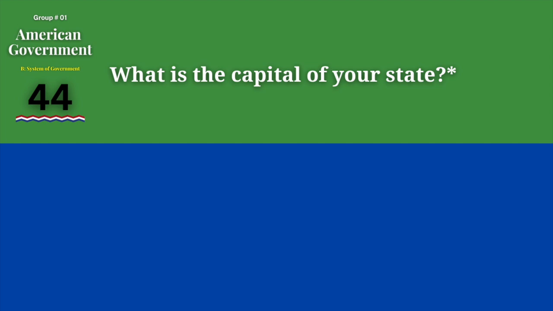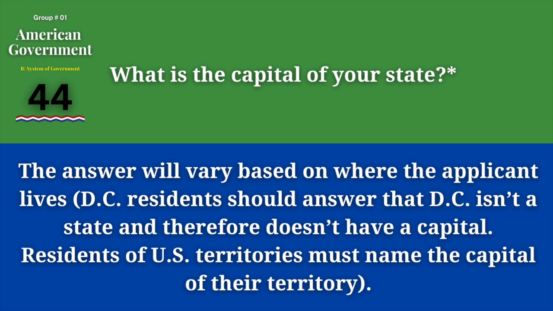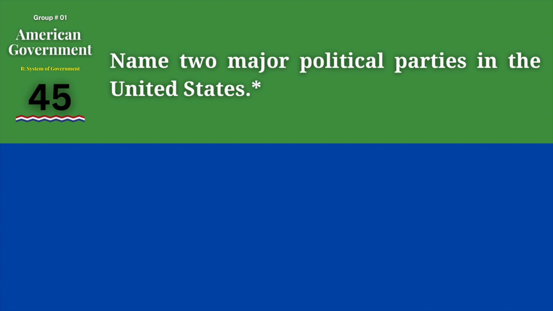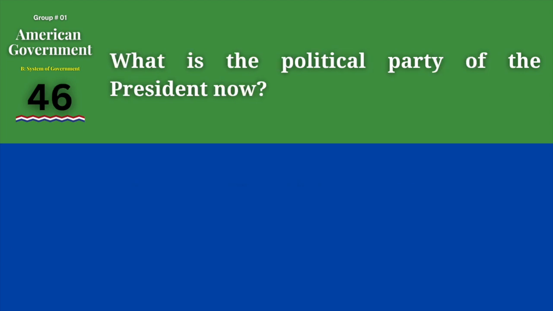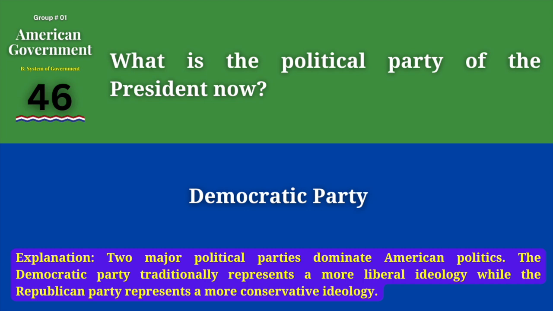What is the capital of your state? The answer will vary based on where the applicant lives. DC residents should answer that DC isn't a state and therefore doesn't have a capital. Residents of U.S. territories must name the capital of their territory. Name two major political parties in the United States. Democratic and Republican. What is the political party of the president now? Democratic Party.